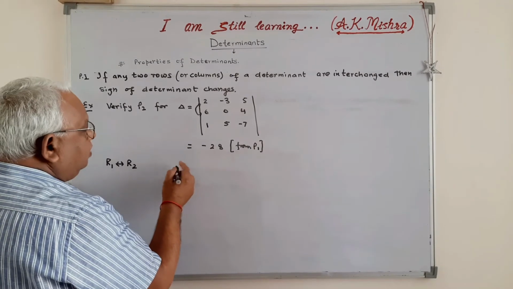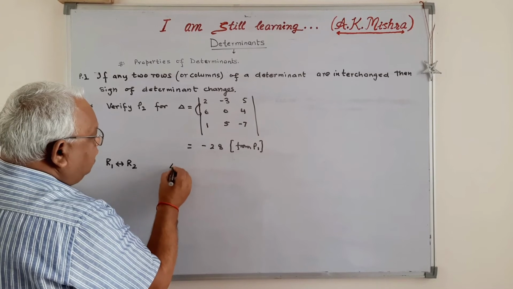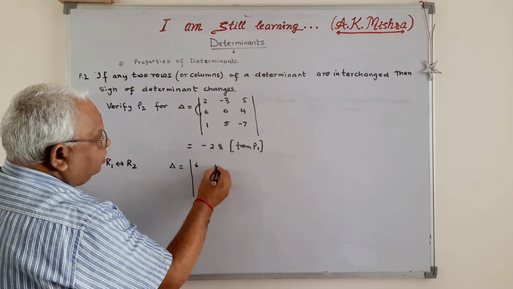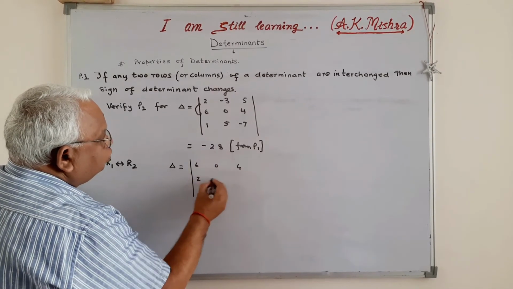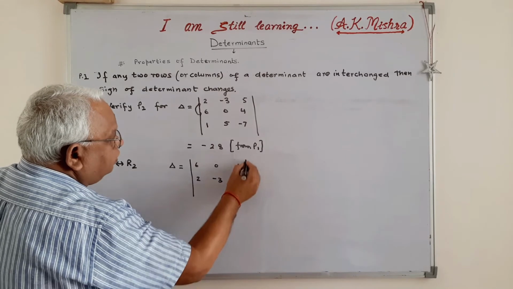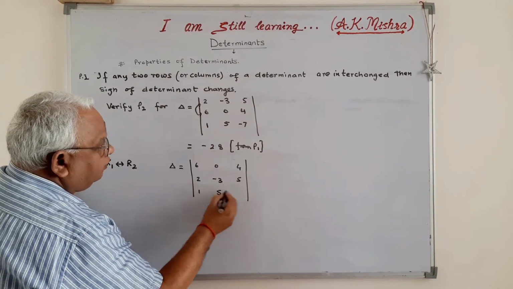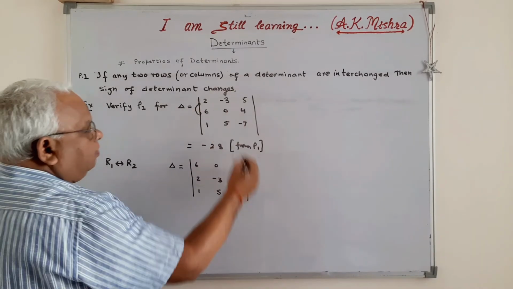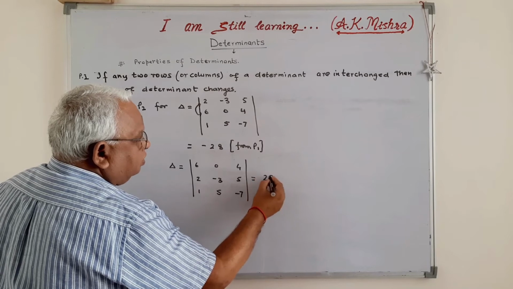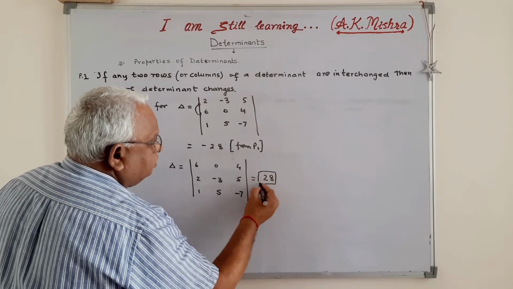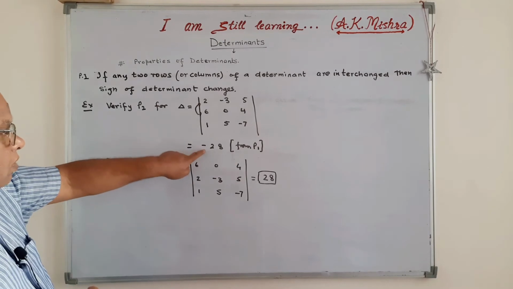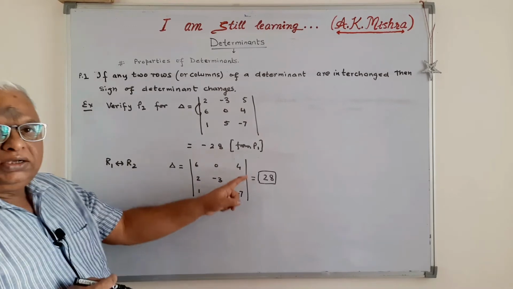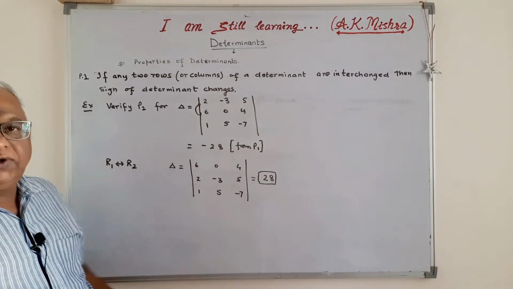You can interchange columns also. So delta becomes 6 0 4, 2 minus 3 5, 1 5 minus 7. What should be the answer? According to the property, the answer should be 28. Right? Because there will be only a change in the sign. The numerical value must remain the same.